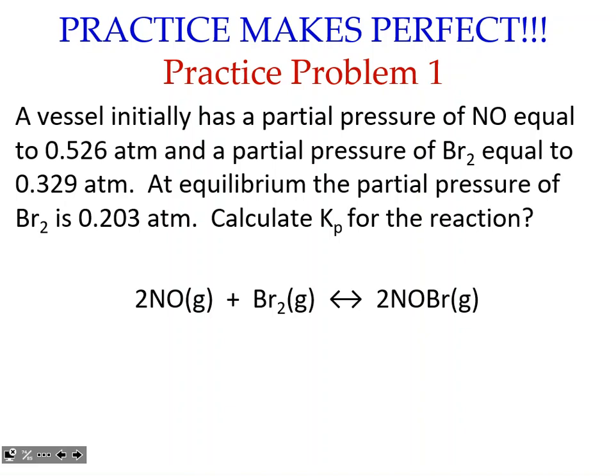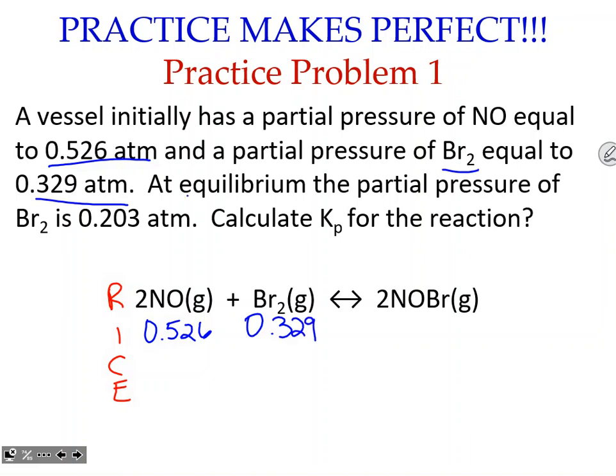So we can start this one right here where we don't have to write down the reaction because it's already here for us. So just create your rice table. Still the same rice table. That doesn't change. All right, the vessel initially has partial pressure of nitrogen monoxide equal to that of 0.526. So here we go. Here's our first initial. We write this in here. And a partial pressure of Br2, bromine, equal to 0.329. At equilibrium, the partial pressure of bromine is 0.203.